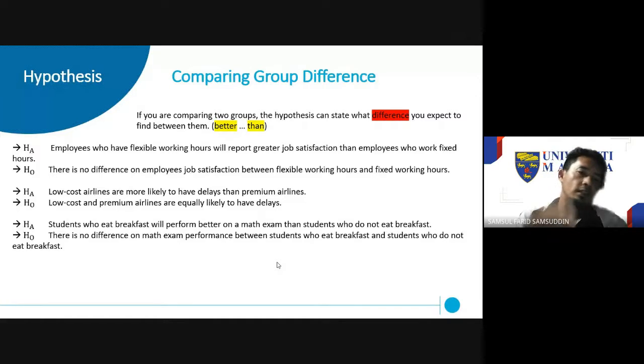Right? And another example, this one is based on low-cost airlines, on the difference between whether they have delays or don't have delays. And another one, whether students who have breakfast have better exam performance than those who do not have breakfast. So this kind of hypothesis you can clearly find in previous studies, in their findings or conclusions.